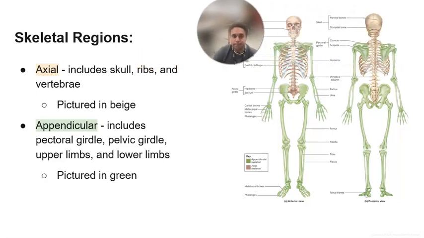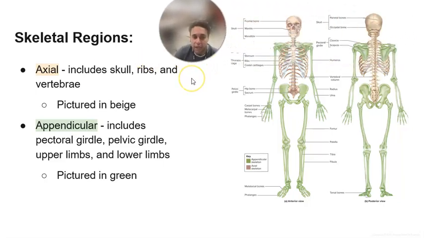So for the skeletal regions, again, we have axial and we have appendicular. Axial is everything here in beige. That includes the skull, ribs, and the vertebra. And then the appendicular is everything else, which includes your pectoral girdle and pelvic girdle. So your pectoral girdles over here, your shoulders, pelvic girdles, your hips, and then your arms and your legs.